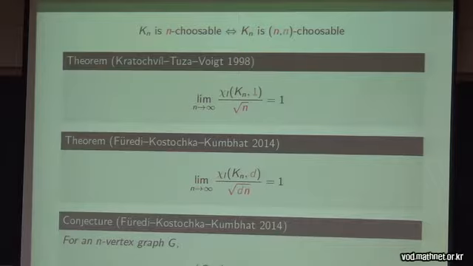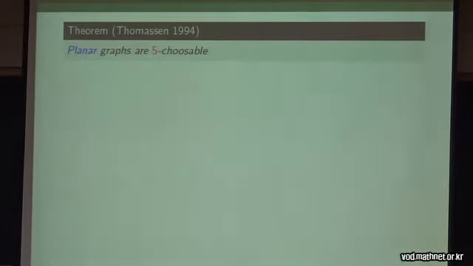So this is one end of the spectrum, because you're looking at very, very dense graphs. You're looking at complete graphs and complete multipartite graphs. But at the other end of the spectrum, you want to look at sparse graphs. And of course, everybody's favorite sparse graph is planar graphs. So Thomassen in '94 proved that every planar graph is 5-choosable.